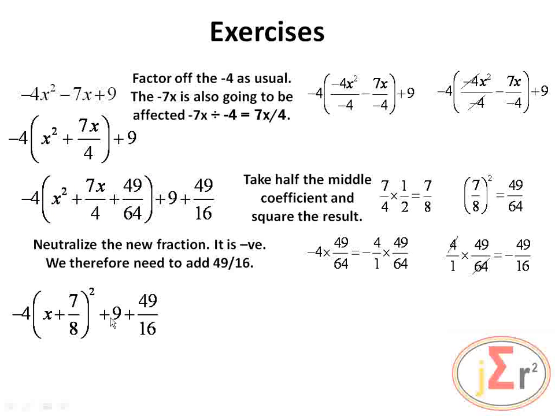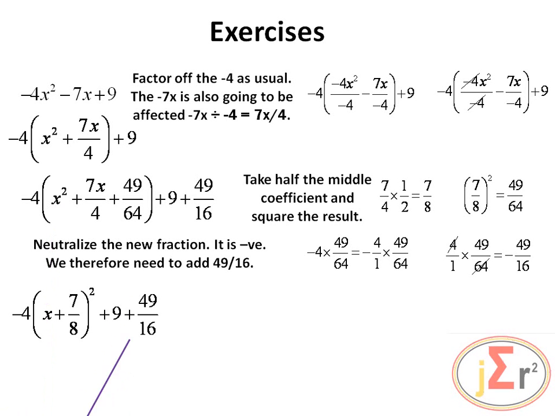Now we need to add these: 9 plus 49 over 16. So we need to multiply 16 by 9 and put it back over 16. So it is still 9. If you multiply by 16 and then divide by 16, it is the same thing, only in a form that makes it easy to add to the 49 over 16.